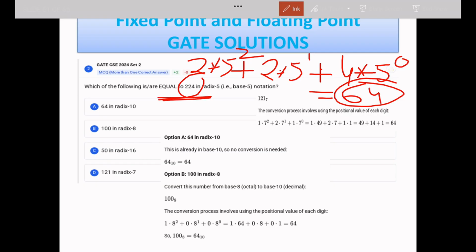At first convert the number. He has given it in radix 5. I will convert it into decimal form. The decimal form is 64. So your first answer is correct. This is a decimal representation. For radix 10, done.